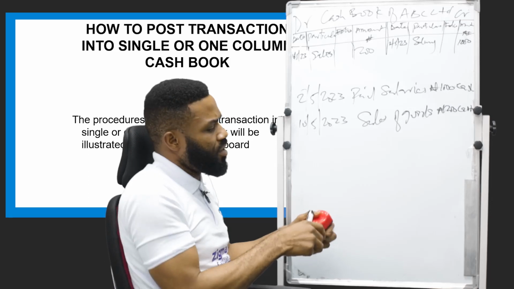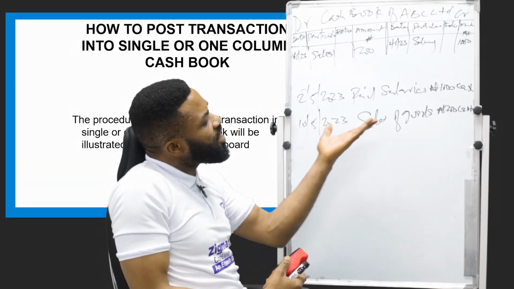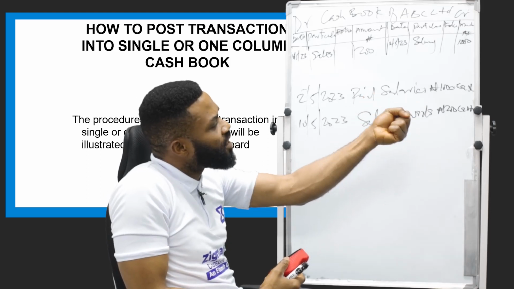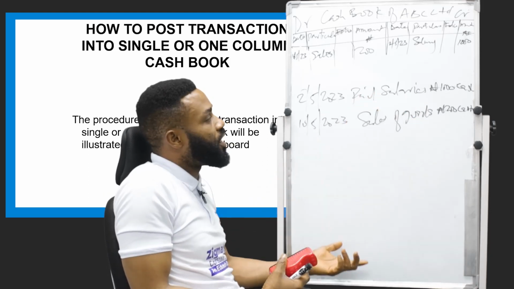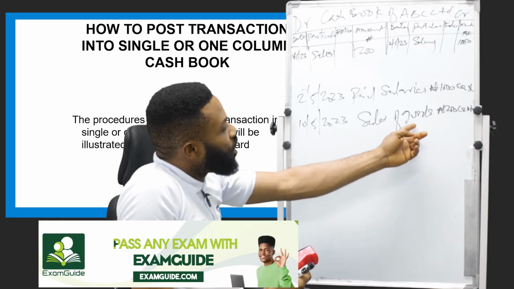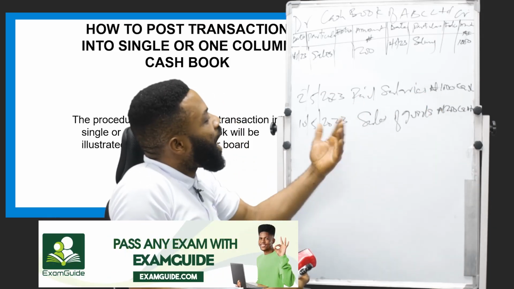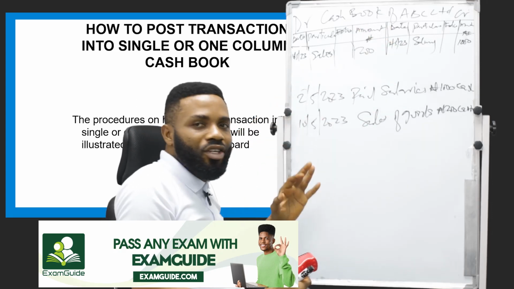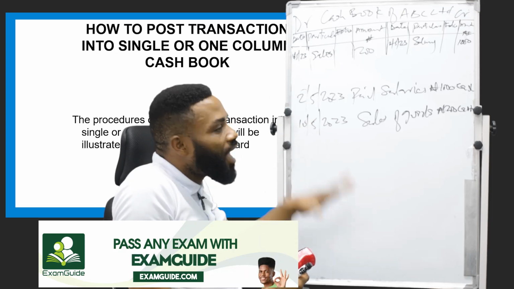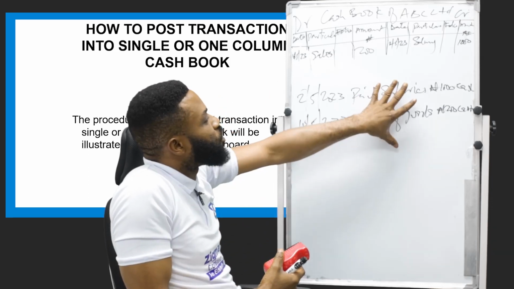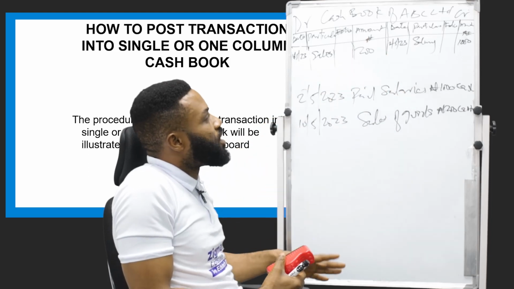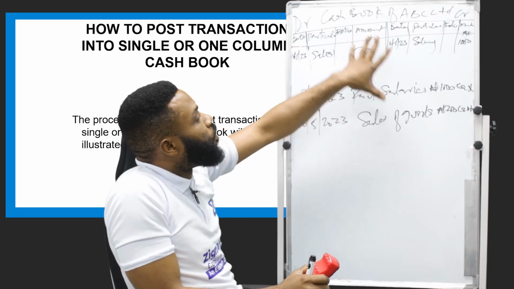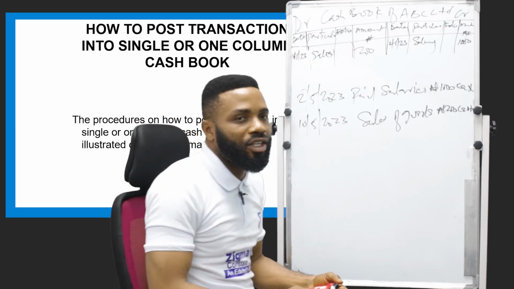Now somebody will ask me, what if we transact business and maybe we didn't receive money instantly? We transact business on credit. Like assuming now, we sold hard goods, 200 naira credit. Are we still supposed to post it into the cash book? No. Every transaction that is not on cash or check is not qualified to be in the cash book. The cash book is basically for cash receipt and then cash payment.